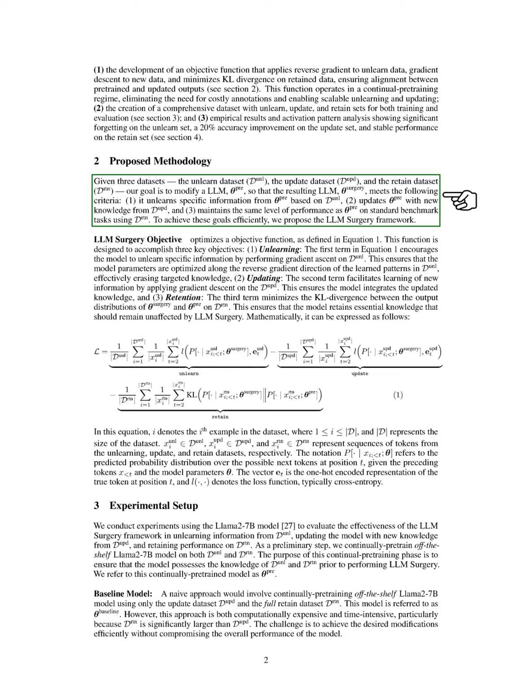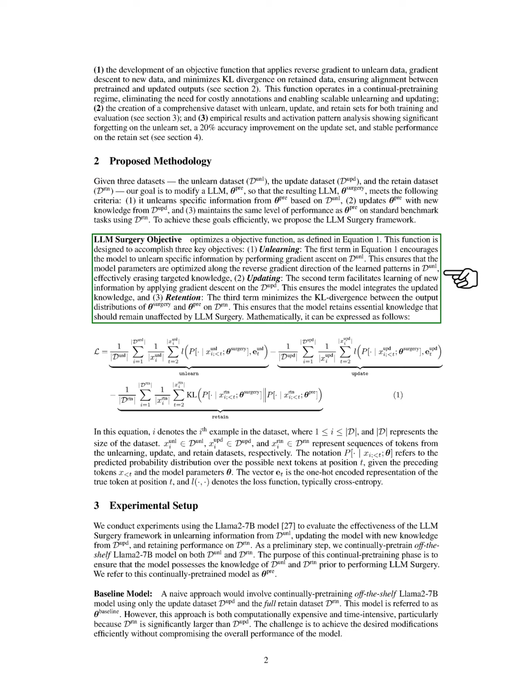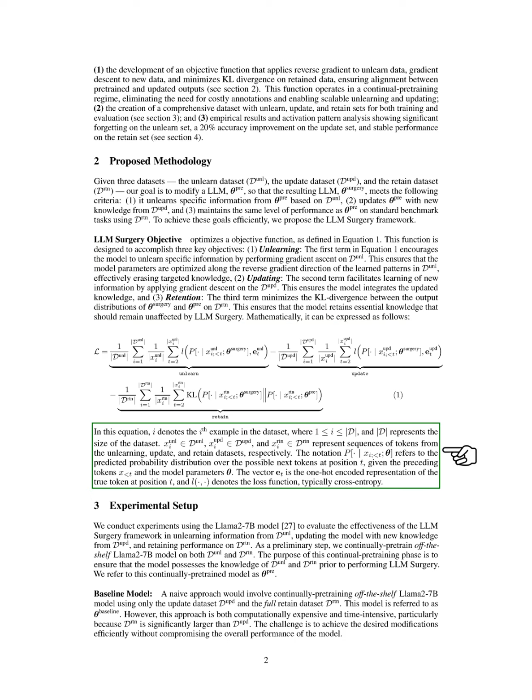The first part encourages the model to forget specific information by adjusting parameters in the opposite direction of learned patterns from the unlearn dataset. The second part helps the model learn new information from the update dataset. The third part ensures that the model retains important knowledge by minimizing differences in output between the updated and original models on the retained dataset. In summary, we aim to create a more efficient and effective way to update LLMs, ensuring they remain useful and compliant with legal standards.